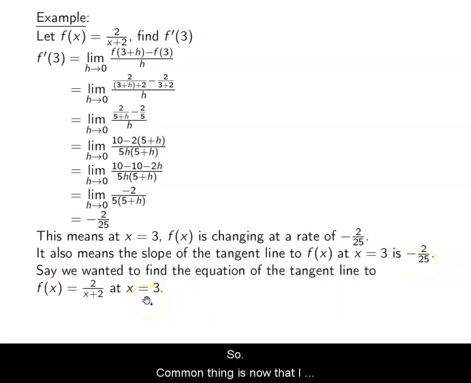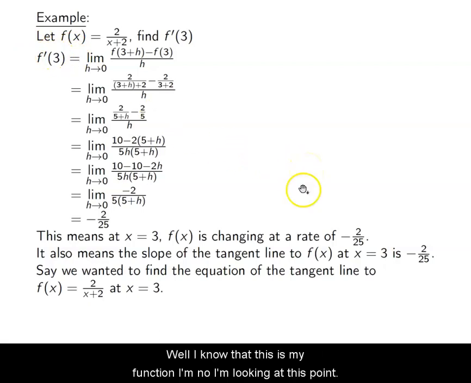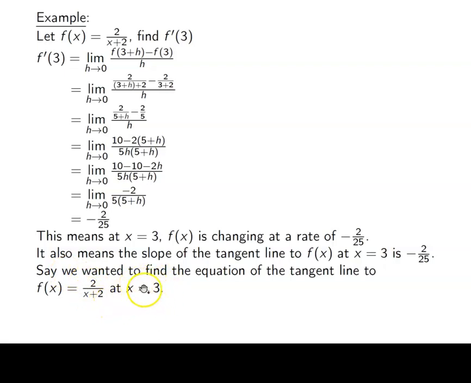So a common thing is, now that I have the slope of this tangent line, and the tangent line is so important to me because it has to do with my derivative, what is the equation of that tangent line? Well, I know that this is my function. I know I'm looking at this point on my function, and I know that at this point, this is how that function is changing. It's the slope of the line tangent to it.